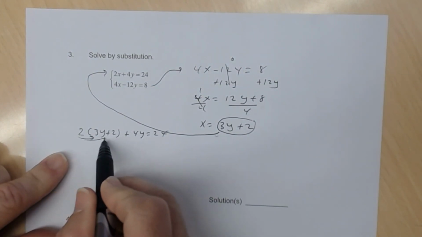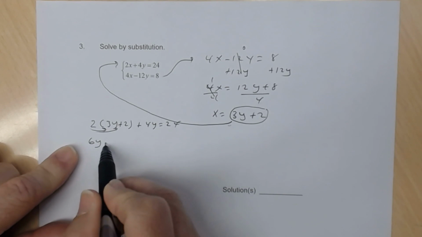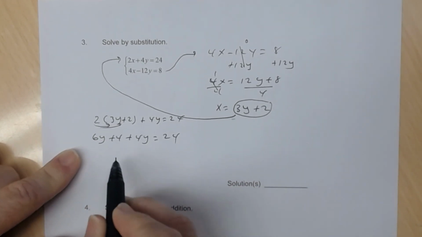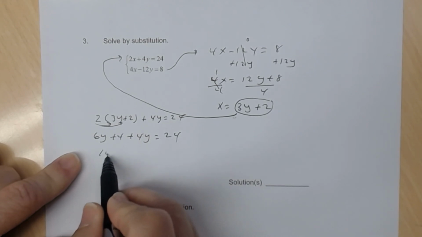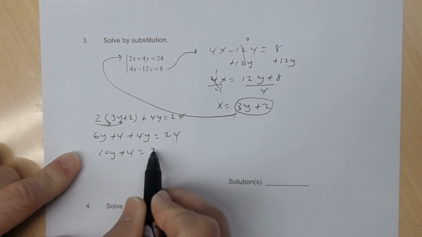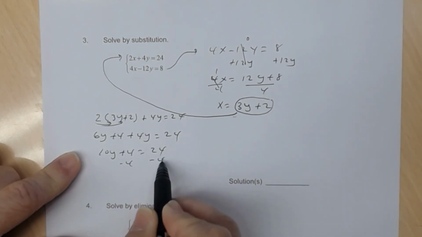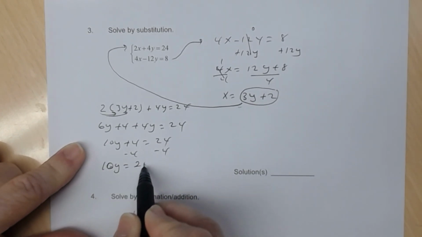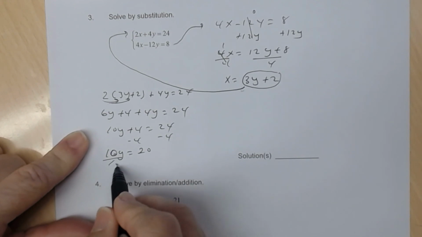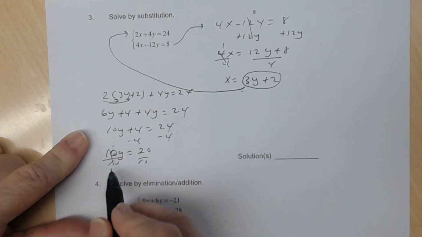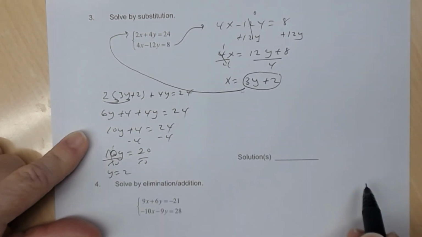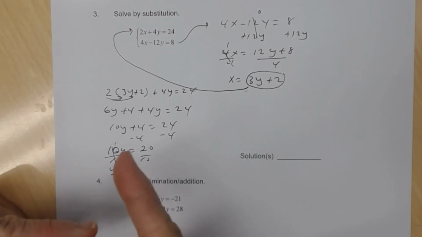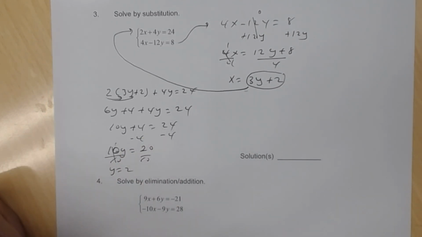So then I distribute, and I get 6y plus 4 plus 4y equals 24. 6y and 4y is 10y, plus 4 equals 24. Subtract 4, I get 10y equals 20. Divide both sides by 10, I get y to be 2. So that's your y value. So that's the y value of the solution to this system.